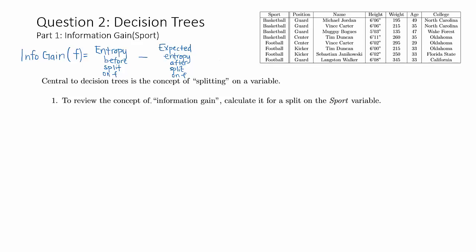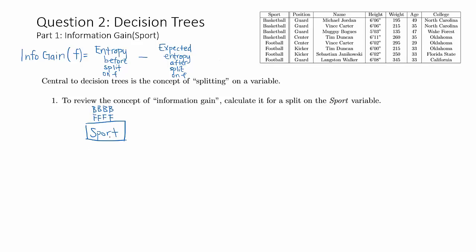The first part asks us to compute the information gain of initially splitting on the sport label. So let's first draw out this split. We have sport here. So initially, we have all our training examples to consider. And since we're only interested in the class label, we have 4 basketball examples and 4 football examples.